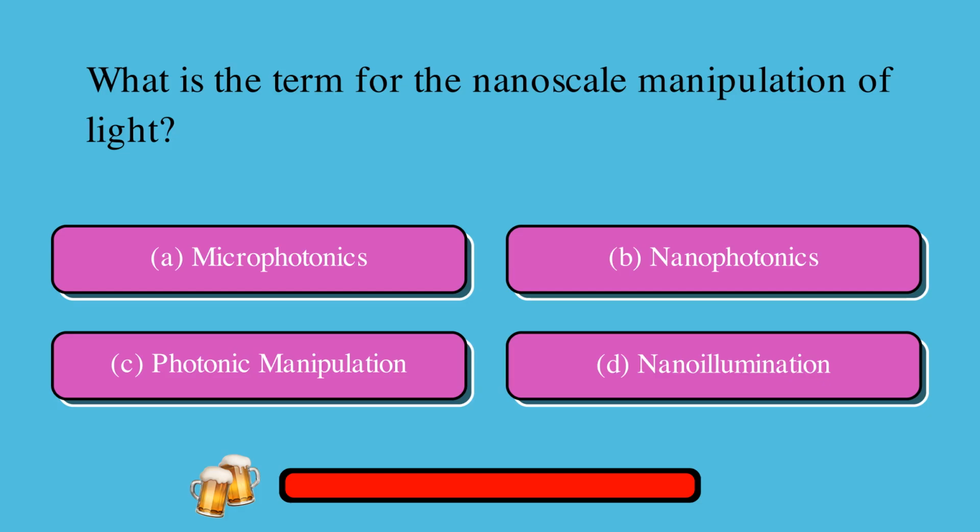What is the term for the nanoscale manipulation of light? A. Microphotonics, or B. Nanophotonics, or C. Photonic manipulation, or D. Nanoillumination? The correct answer is B. Nanophotonics.